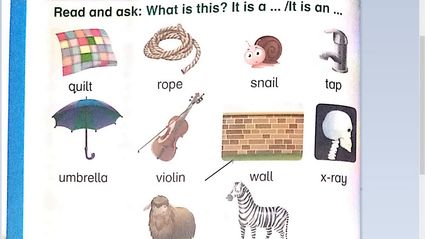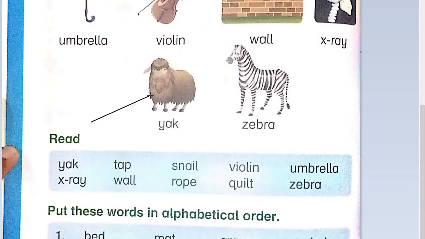What is this? It is a wall. ये क्या है? ये एक दीवार है. What is this? It is a X-ray. ये क्या है? ये एक X-ray है. What is this? It is a yolk. What is this? It is a zebra. ये एक zebra है.